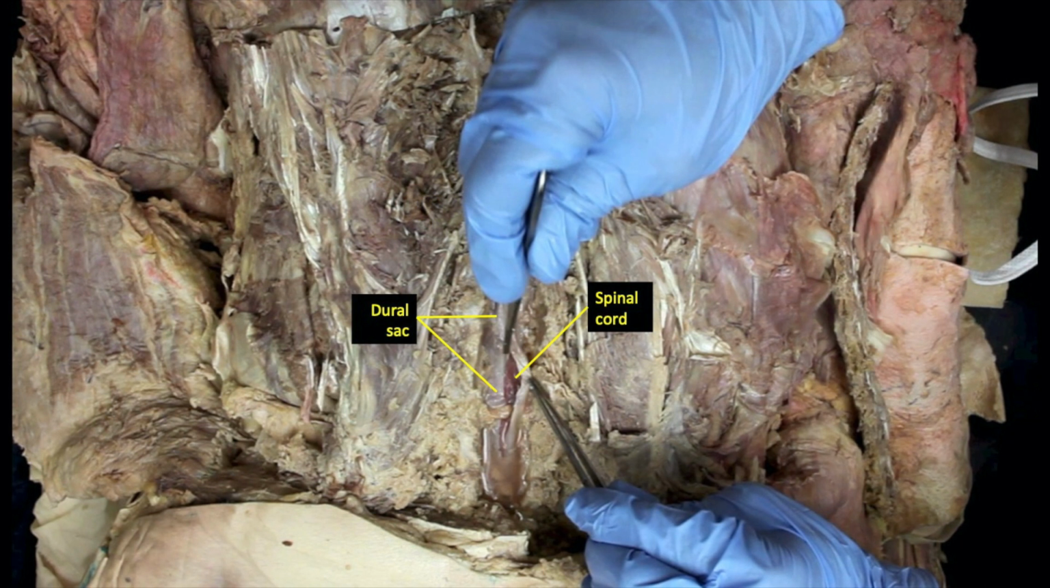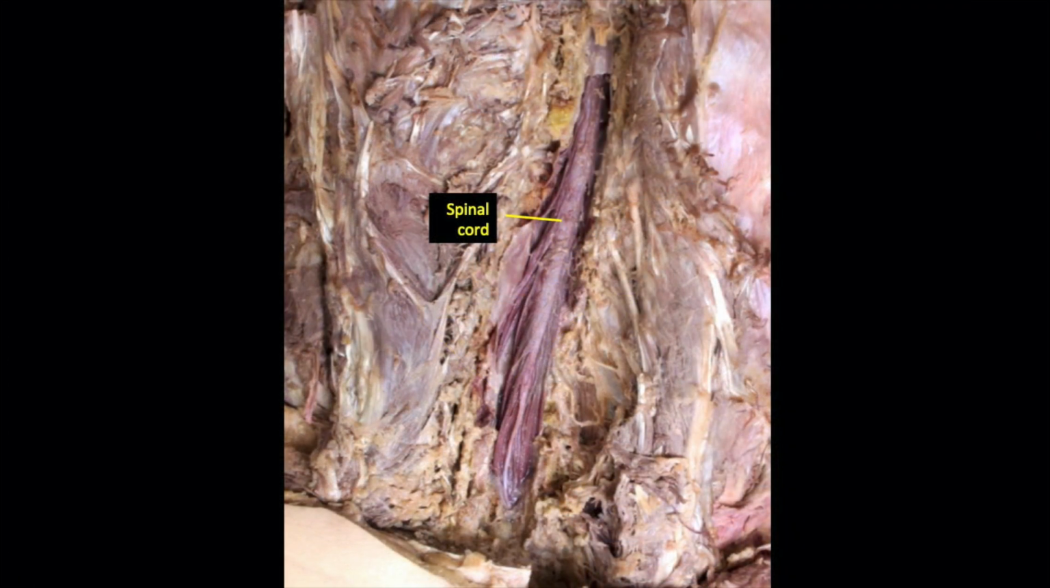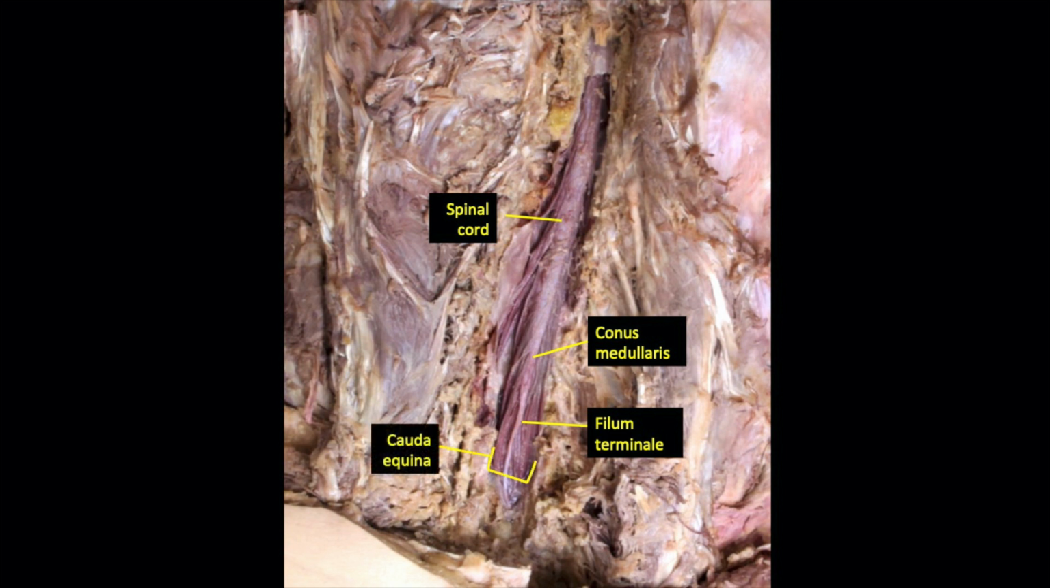Here, the dural sac has been opened to reveal the cord. Further opening of the dural sac in the lumbar region reveals the tapered termination of the cord, the conus medullaris. Its pial continuation is called the filum terminale, and now we see the cauda equina.